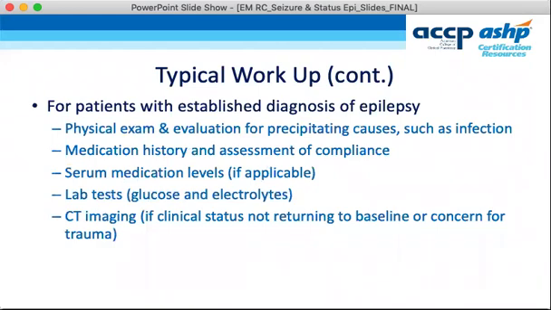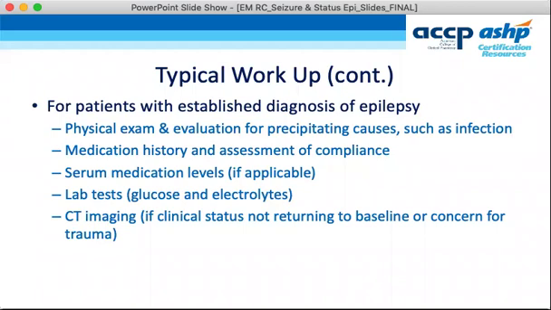For patients with an established diagnosis of epilepsy, this might be a little bit more clear-cut because we already know that they have seizures. So doing a physical exam, looking at their epilepsy history: how often do they have seizures? When they do have a seizure, what type of seizure and how long does it last? Is today's seizure any different than what they typically present with? And is there anything that could be lowering their seizure threshold or causing seizures? One example would be an ongoing infection.